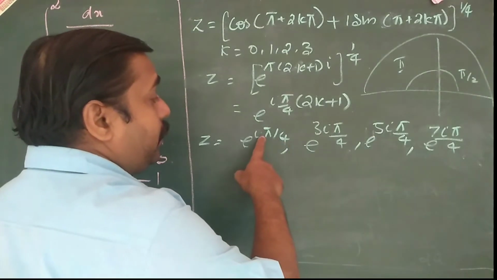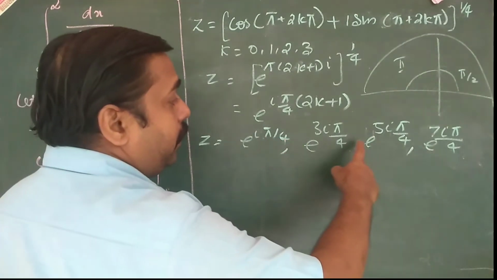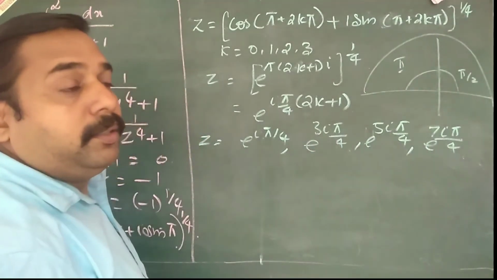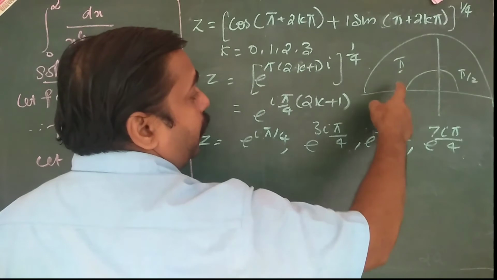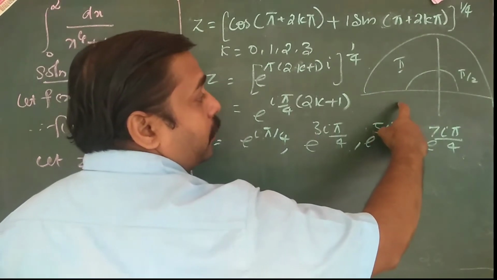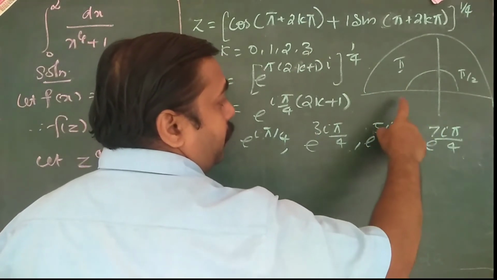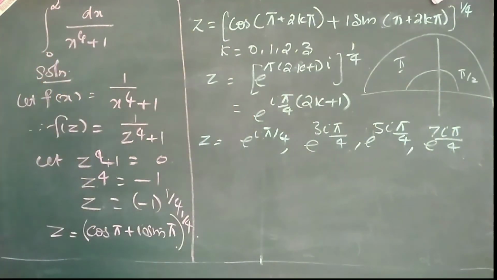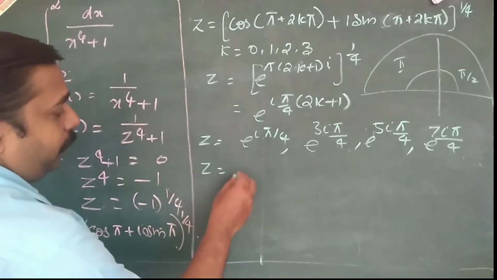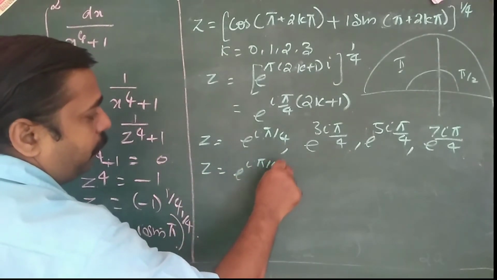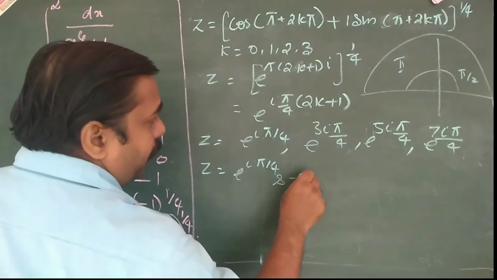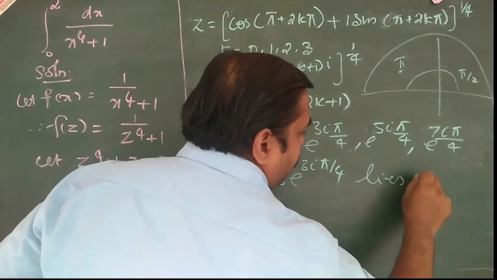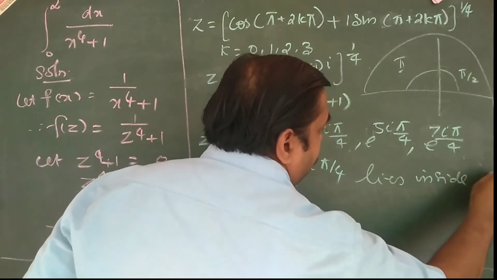And this 1 by 4 is less than 1, this 3 by 4 is less than 1. So these two lie inside, and these two lie outside, because greater than 1 means more than pi. That more than pi value lies here or here, so these two lie outside. So Z equal to e raised to i pi by 4 and e raised to 3i pi by 4 lie inside C.